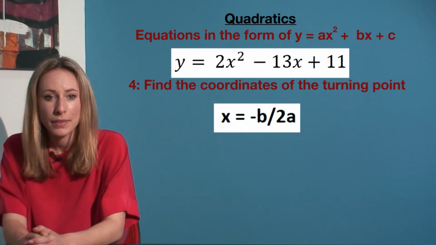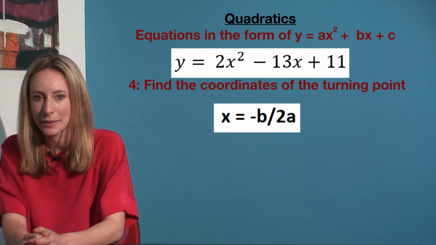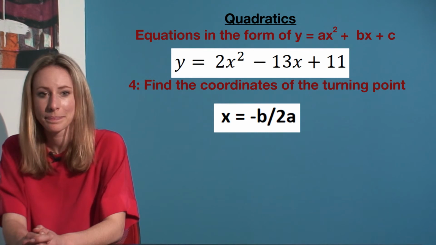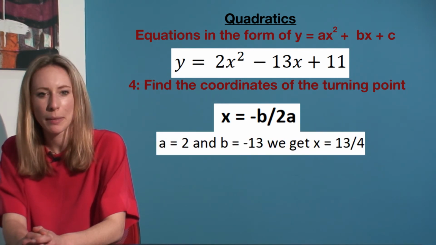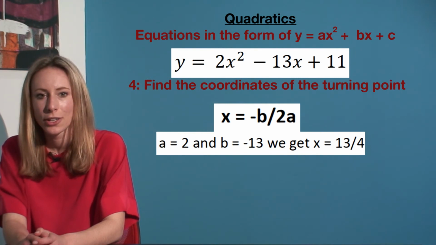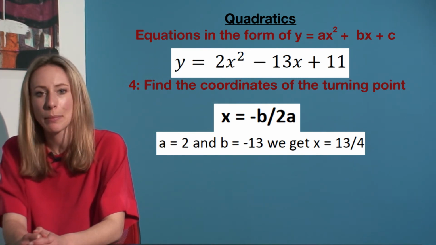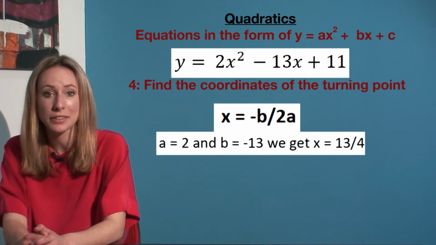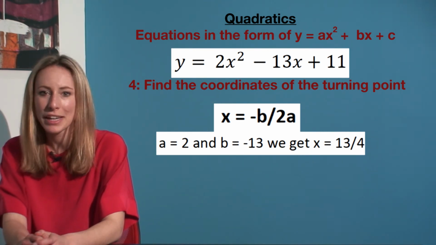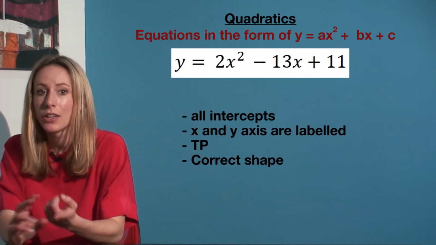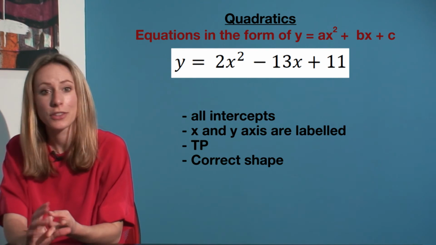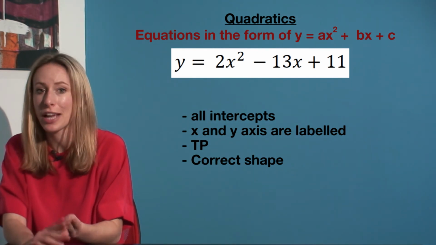If you do not have x-intercepts, we can find the x-coordinate of the turning point by using the formula x equals negative b over 2a, where a is the coefficient of x squared and b is the coefficient of x. Since a equals 2 and b equals negative 13, we get x equals 13 over 4. We can find the y-coordinate of the turning point the same way as above, by substituting the x-coordinate back into the equation. Before you move on to the next question, make sure your graph contains the following: all intercepts, x and y-axis labelled, the turning point, and the correct shape.